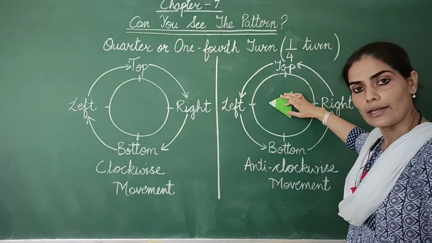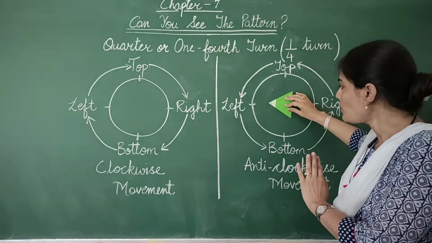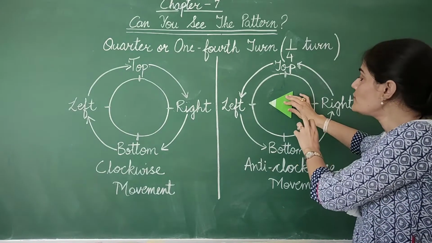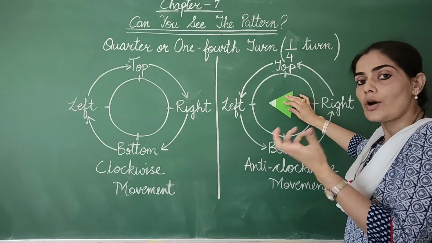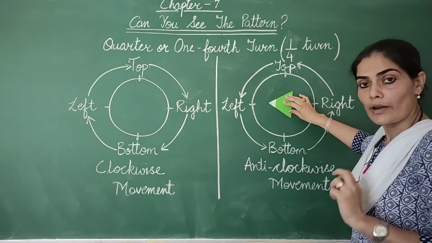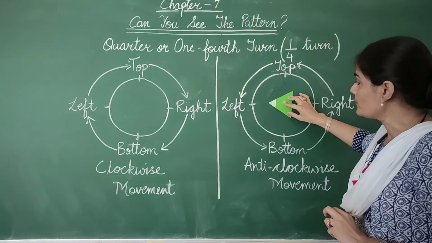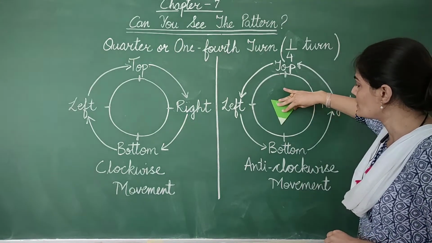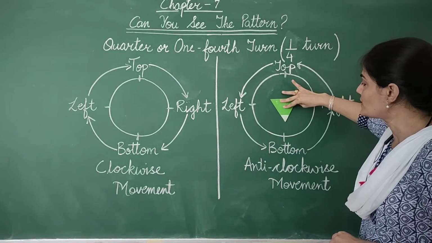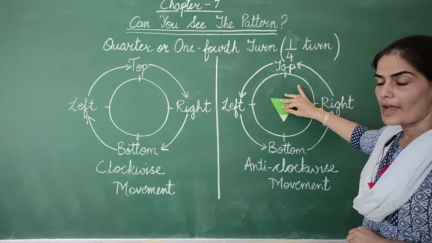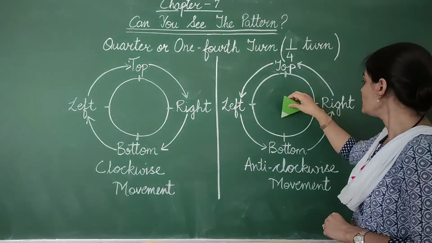Now from top, if we give it one more quarter turn anti-clockwise, then from top it is going to point towards the left. So just keep observing the positions of the object now, and you are able to see how the position of the object changes with every quarter turn. Okay. Now if I ask you to give it one more quarter turn anti-clockwise, then where is it pointing? It is again pointing towards the bottom. I hope this is clear to all.